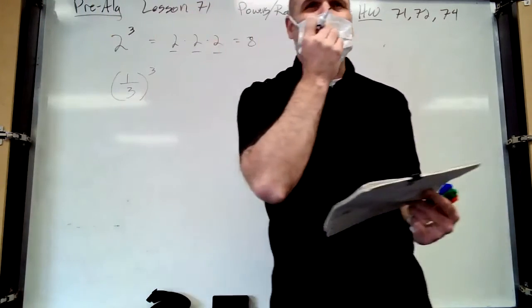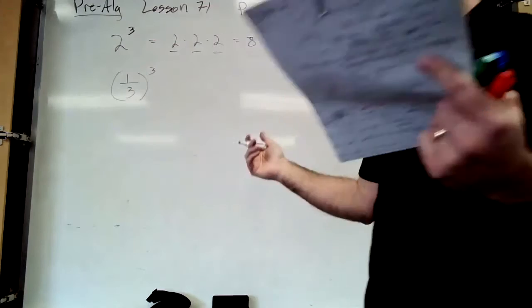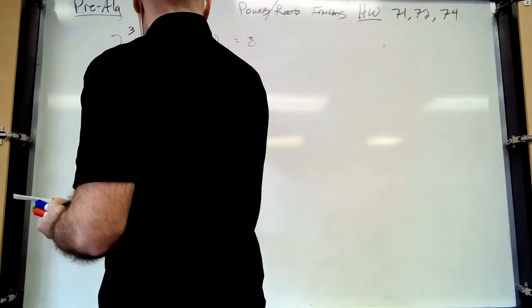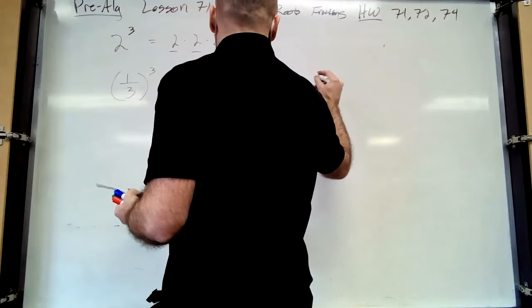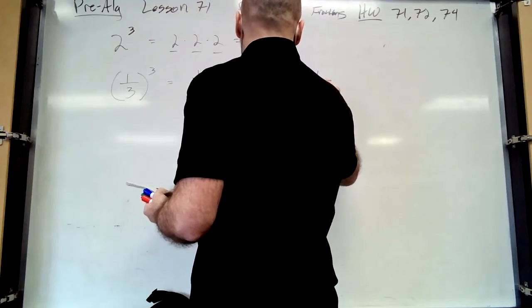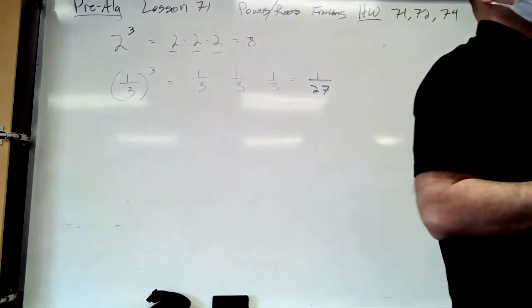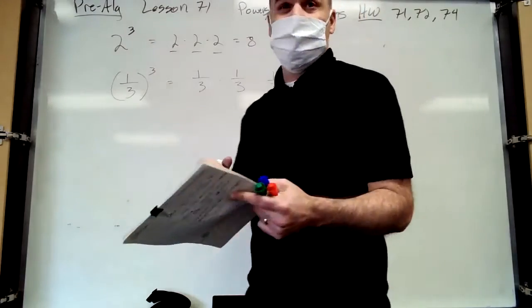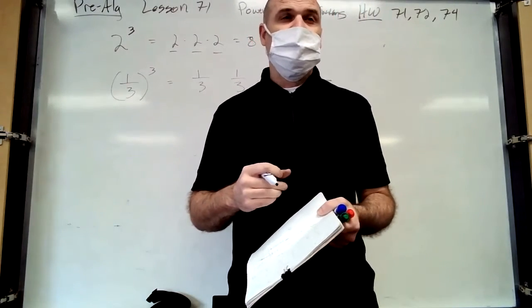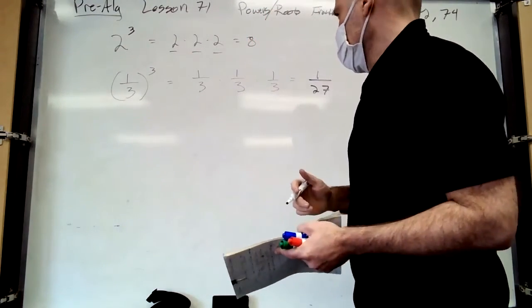What does this mean? 1/3 times 1/3 times 1/3, which is not 1. It's 1/27. It's 1/3 times itself 3 times. So you do 1/3 times itself, and then you multiply it again.